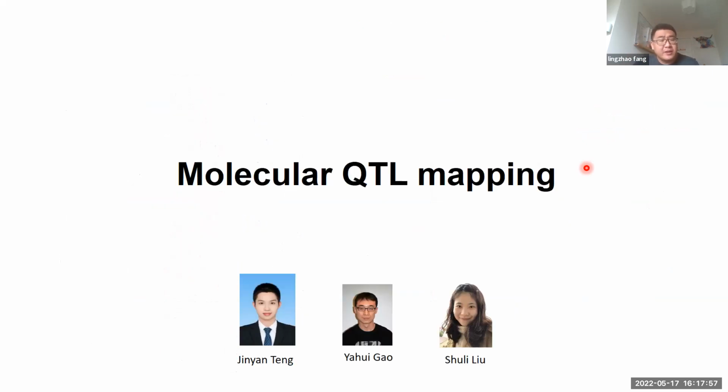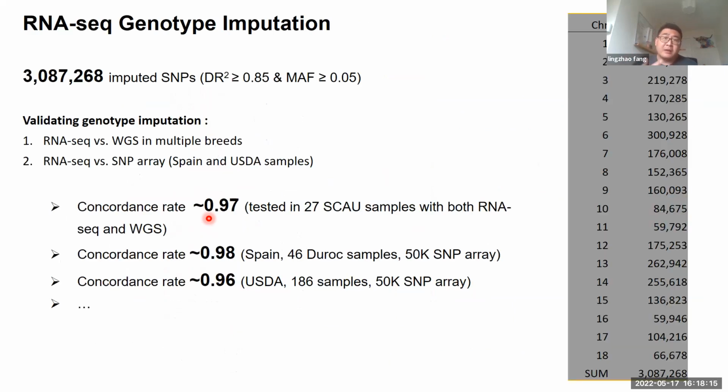The most important part of the PigGTEx project is molecular QTL mapping, which tries to detect the genetic variants associated with molecular phenotypes, especially gene expression and alternative splicing. For the first step, a lot of the RNA-seq data in the public domain has no genotype data from the same individual. So we need to call genotypes, the SNPs, from RNA-seq, and then impute those SNPs to the sequence level.